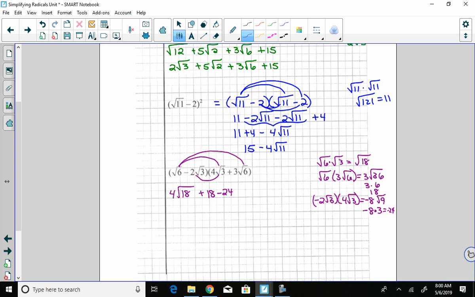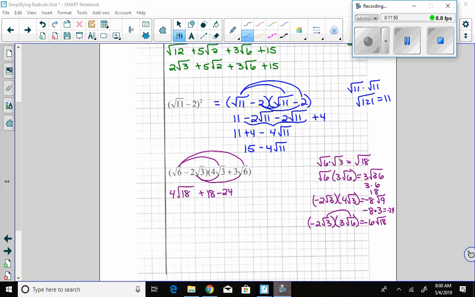And then I've got negative 2 root 3 times 3 root 6. Negative 2 times negative 3 is negative 6, right? And then we've got the square root of 3 times the square root of 6, we know, is the square root of 18. So let's put that up there. Negative 6 root 18.